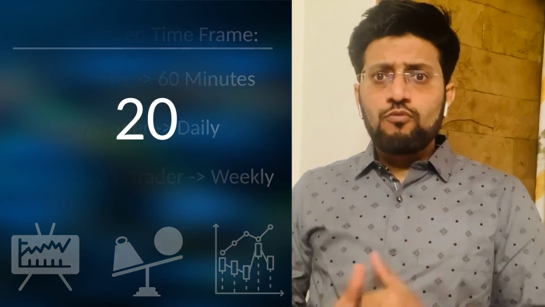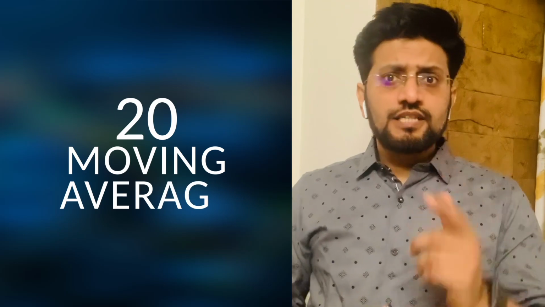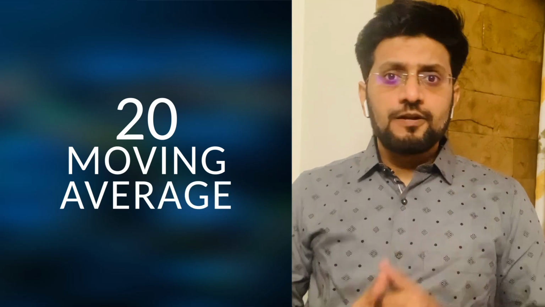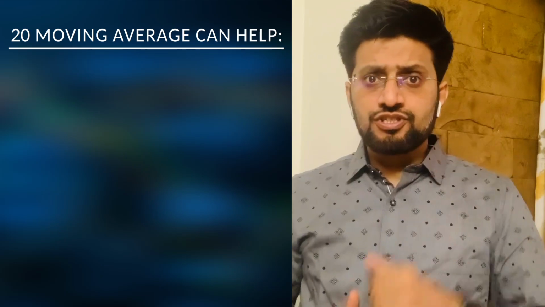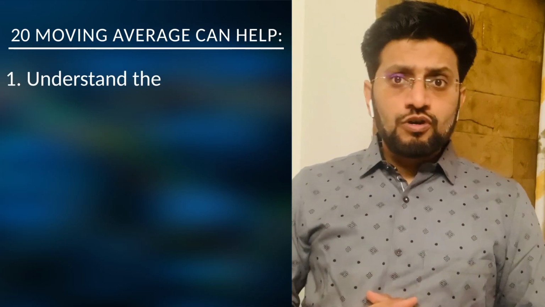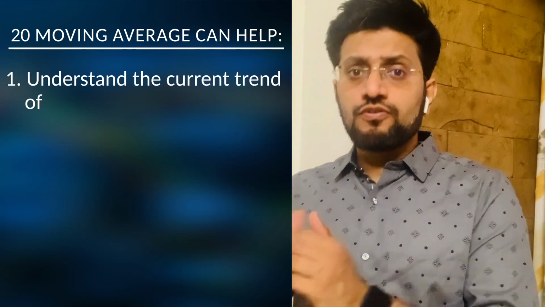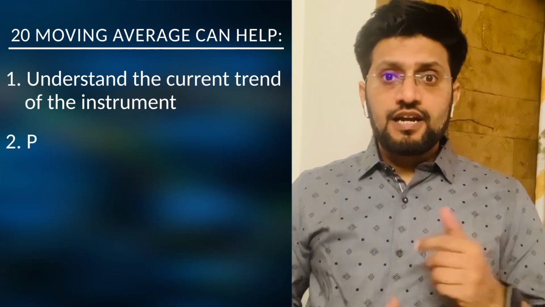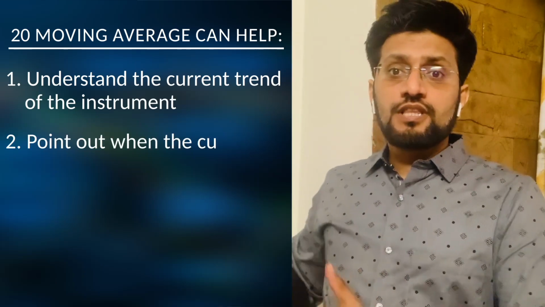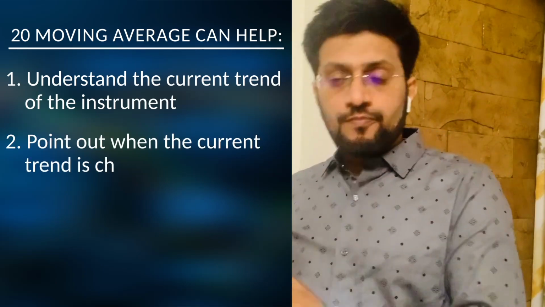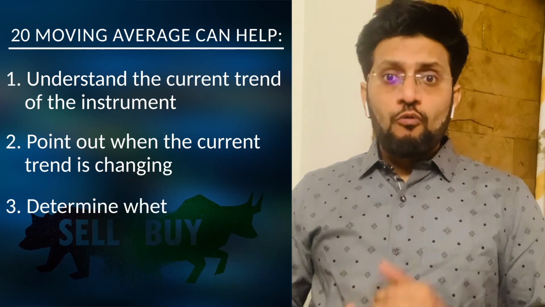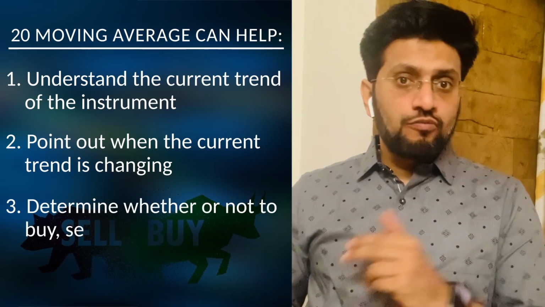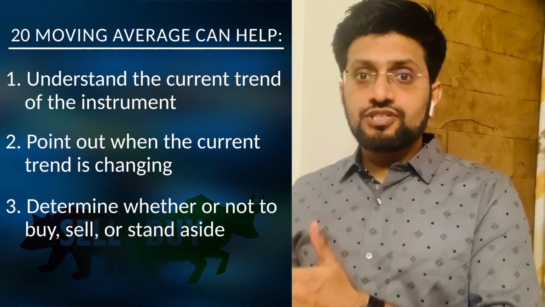So how does the 20 moving average help you as a trader? Let us understand that in a little more detail. The 20 moving average essentially helps us in three ways. Number one, it helps to understand the current trend of the financial instrument. Secondly, it helps to understand when the current trend is changing. And finally, because of all this, it helps us to know when to be a buyer, when to be a seller, and also when to stand aside.